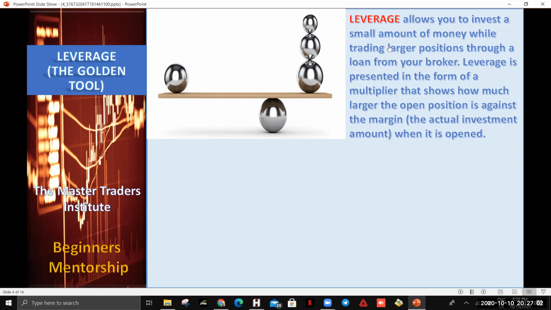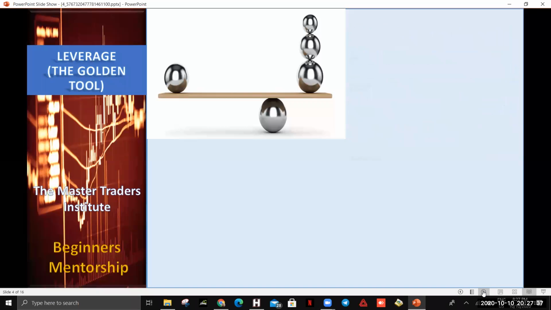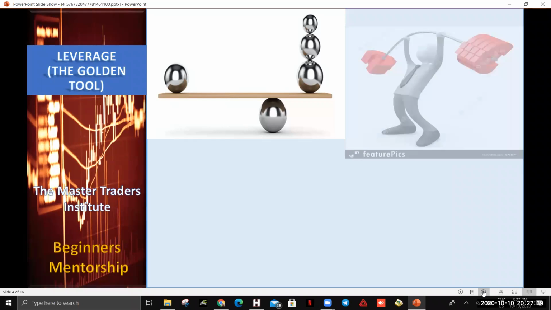Leverage allows you to invest a small amount of money while trading a larger position through a loan from your broker. Leverage is presented in the form of a multiplier that shows how much larger the open position is against the margin, which is actually an investment amount when it is open. So if you understand what I mean by you going to the bank to get a loan, and the bank tells you, okay, I'm going to give you a loan facility of $10,000, but only what you can withdraw to do whatever you want to do is $5,000. If you want more, we will see what you've actually done, then we can tell you to come and access it. That's what leverage is. So forget the big English. I want you to understand what it actually means.